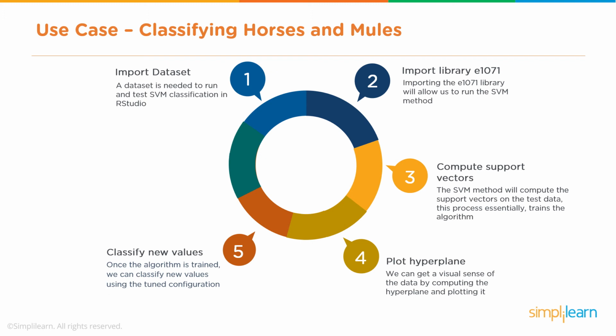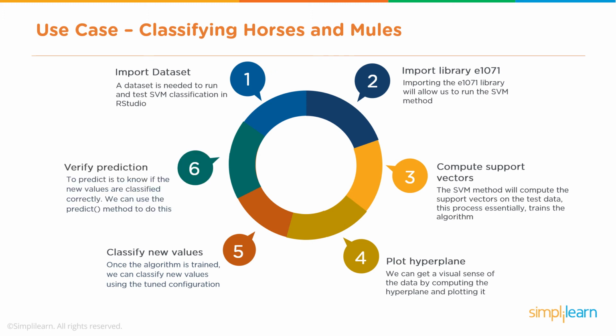And then we'll use the new model, the trained model, to classify new values. In general, we would have a training set, a test set, and then ingest the new data. But for our example, we're just going to use the whole data set to train the algorithm and then see how it performs. And once we see how it performs, we'll see, did we predict a horse when we had a horse? Did we predict a mule when we had a mule?